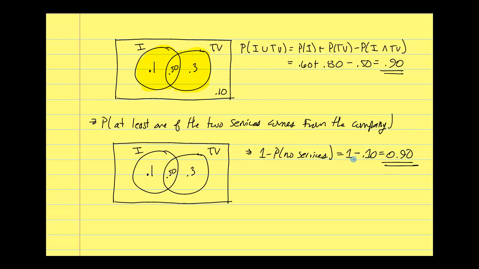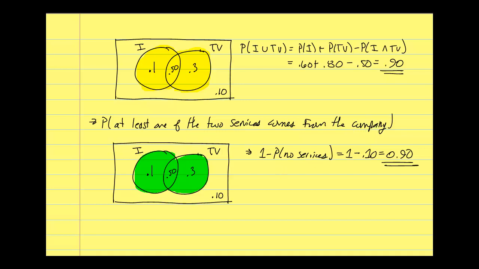Now where did the 0.10 come from? It comes from right down here in this piece, that 0.10. So if we were to shade this, it would be the same exact shaded region that we had up here. Hopefully this one shows up a little better. Okay, so again, there's a lot of different ways that we can write this. This probability of internet or TV, that was basically the same as saying the probability at least one of the two services comes from the company, and I could also look at this in terms of the complement.